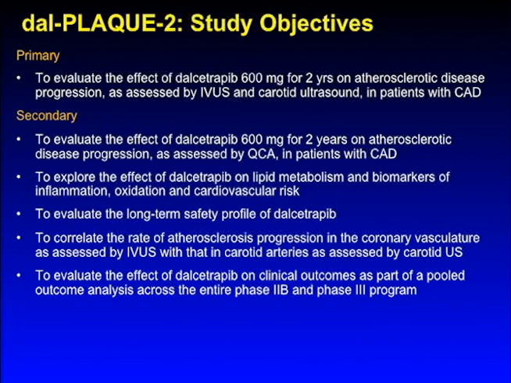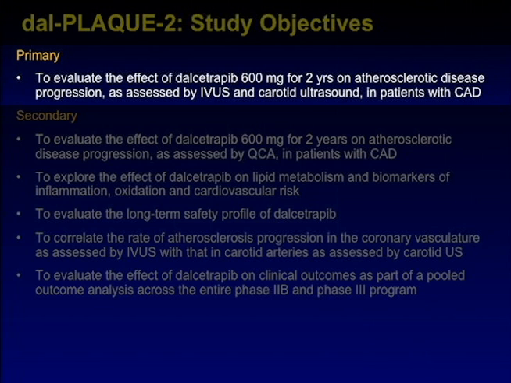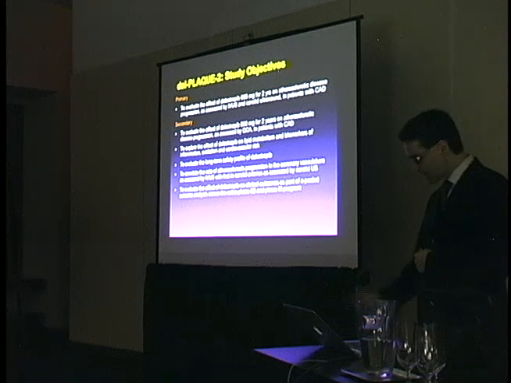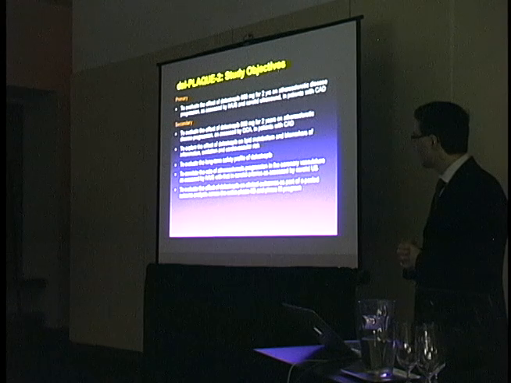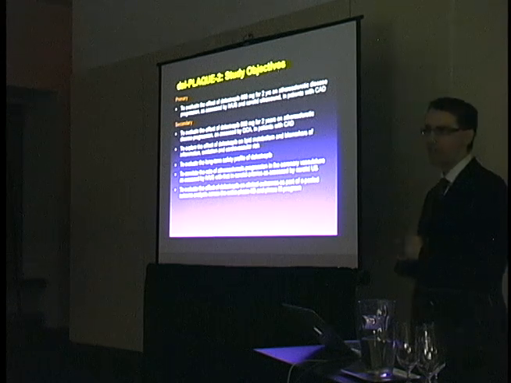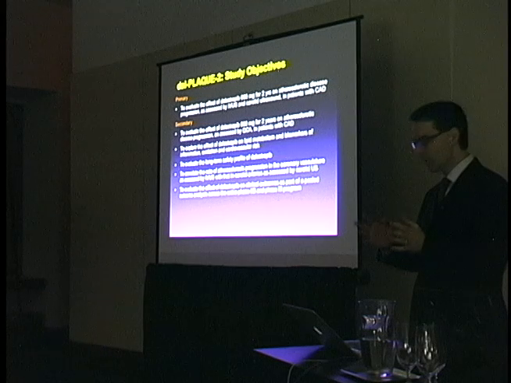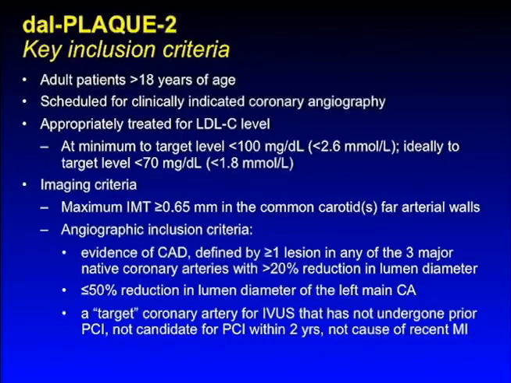The primary objective of the DALPLAC 2 study is to evaluate the effect of dalcitripib over 2 years on rates of atherosclerosis progression using both coronary IVUS and carotid ultrasonography. It is really the first study ever, and I think we should be very proud of that, the first study ever testing a novel, potentially anti-atherosclerotic agent in 2 vascular beds in the same patients at the same time.